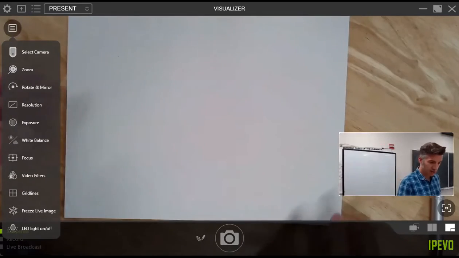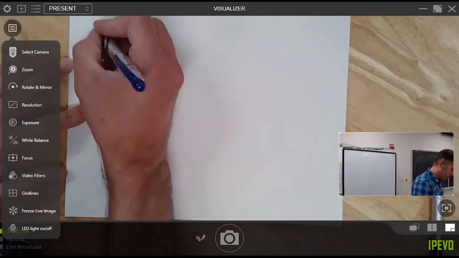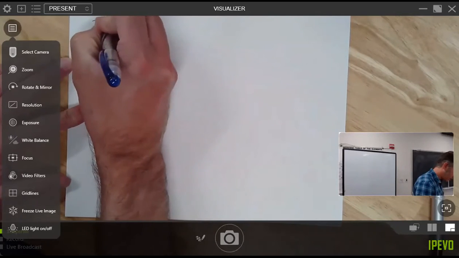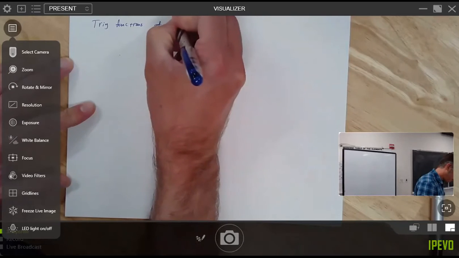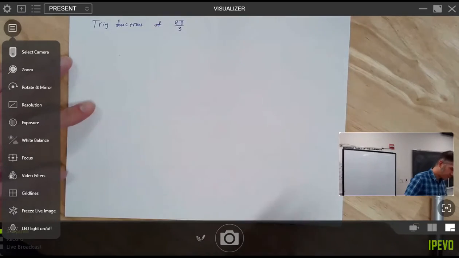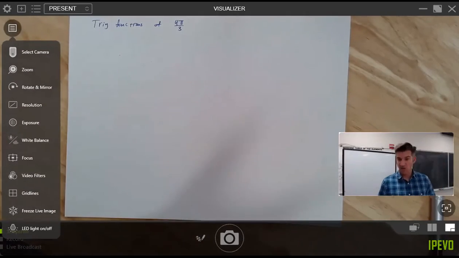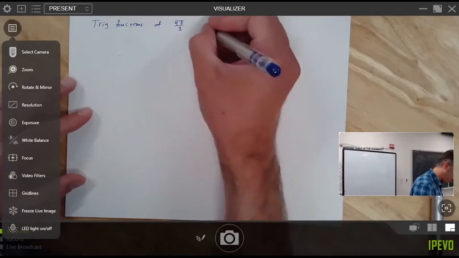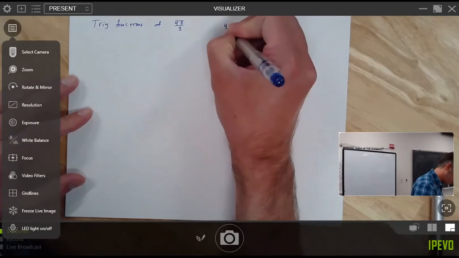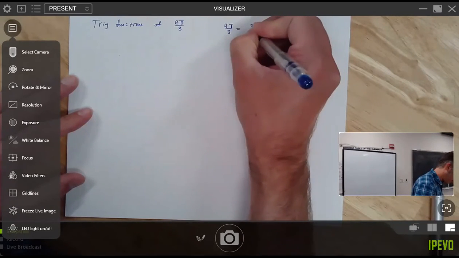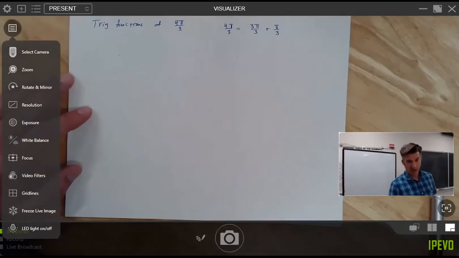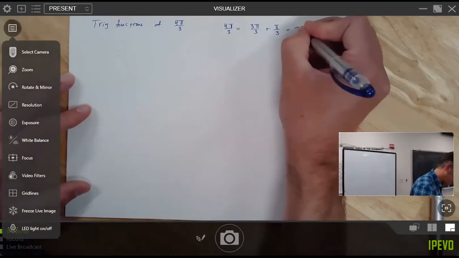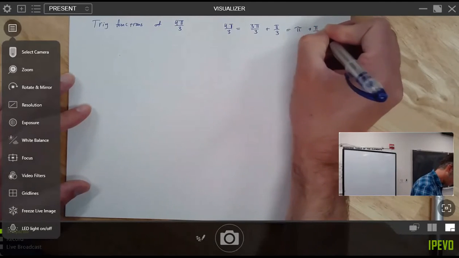So let's look at the special angle. Let's say we want to find the trig functions of 4 pi over 3. So let's draw it. 4 pi over 3 is actually a little more than pi, right? 4 pi over 3 is 3 pi over 3 plus pi over 3. The 3 pi over 3 is just pi. So that's pi plus pi over 3.